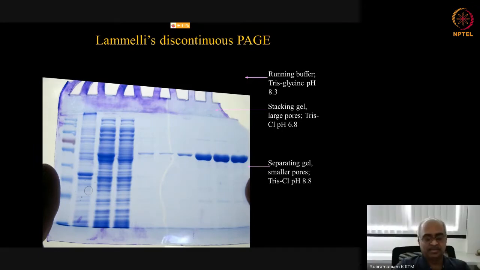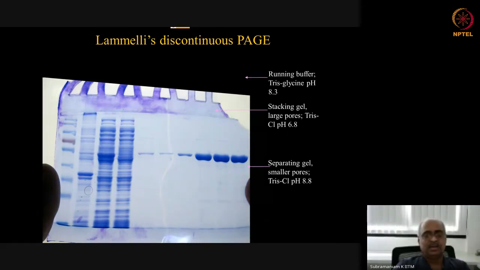And that is because this SDS, based on its strong charge, binds to the amino acids at a uniform ratio. So X number of SDS molecules per Y number of amino acids. So the number of SDS bound is directly proportional to the length of the polypeptide chain.